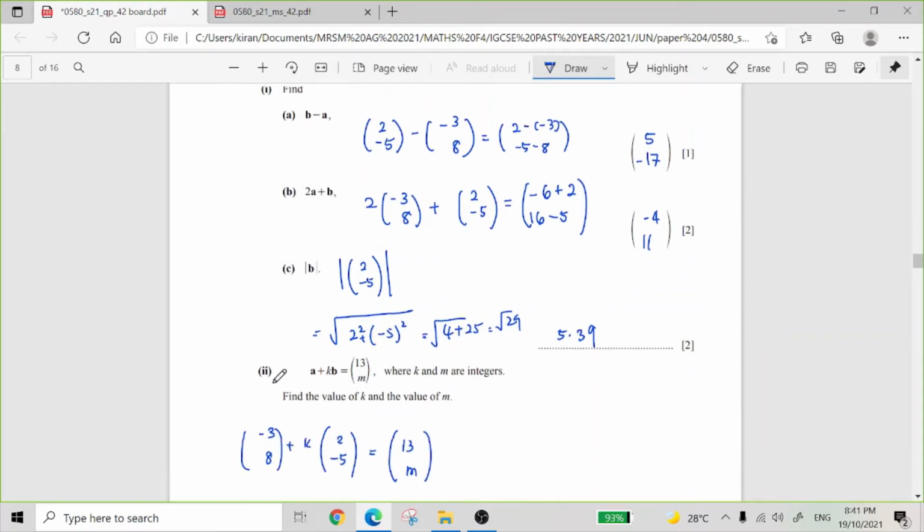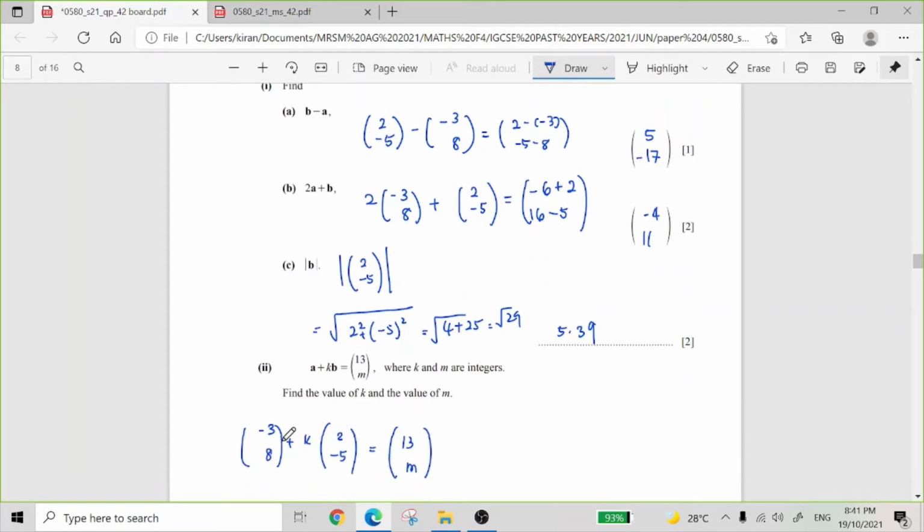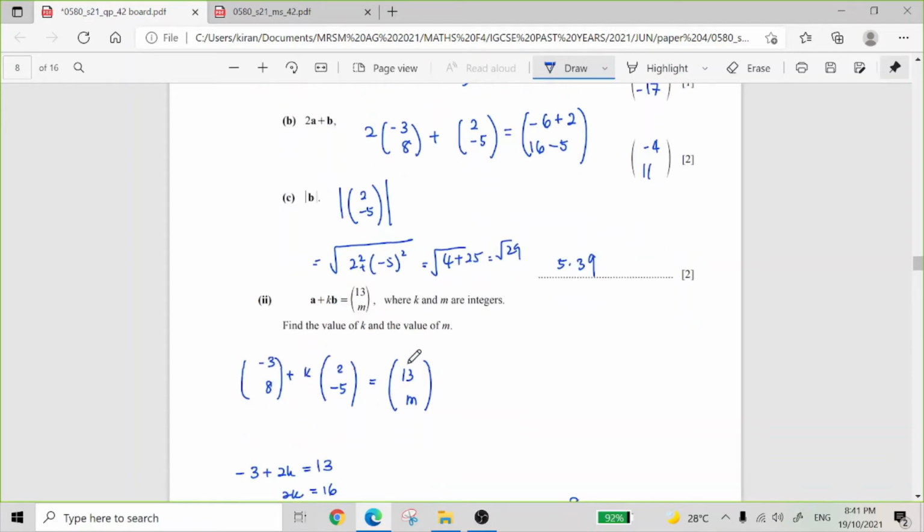Next, question number 5.2. We are given that A plus kB is equal to (13, m), where k and m are integers. Find the value of k and the value of m. So we substitute the vector A, which is (-3, 8), and the vector B, which is (2, -5), and the total vector (13, m).